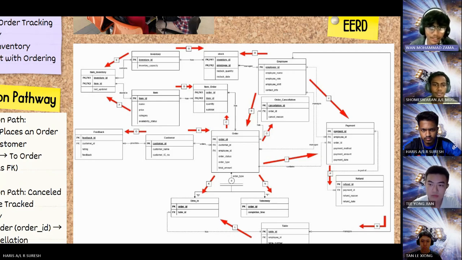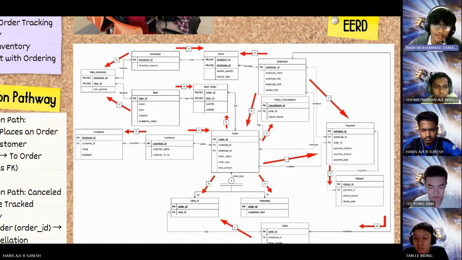The item inventory relationship connects the inventory and item tables. It uses the attributes inventory ID and item ID to track which items are stored in which inventory. Additionally, it includes the last updated attribute to record the most recent changes. Okay, next, let's take a look at the item order relationship. The item order relationship links the order and item tables. It connects order ID and item ID to detail the specific items in an order, along with the quantity and the subtotal of each item.